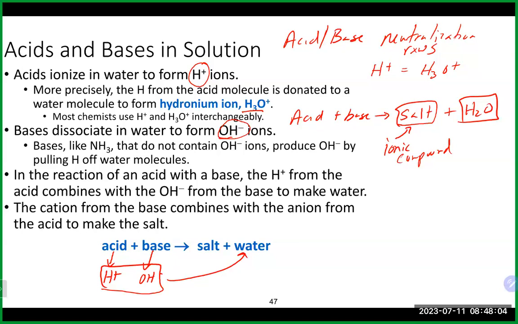And really the salt is made from the other parts of the acid and base coming together. So the acid and base parts that are not used to make water, those two guys come together to make the salt, which is the ionic compound in this particular case.